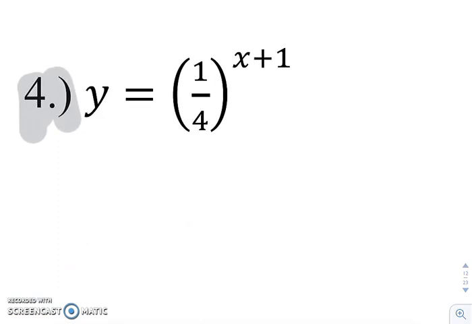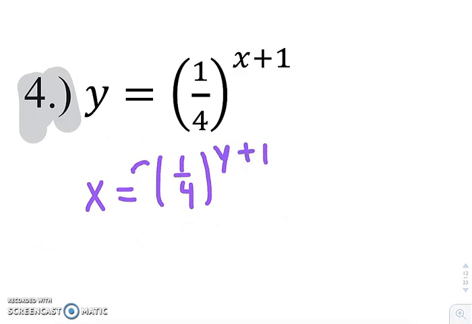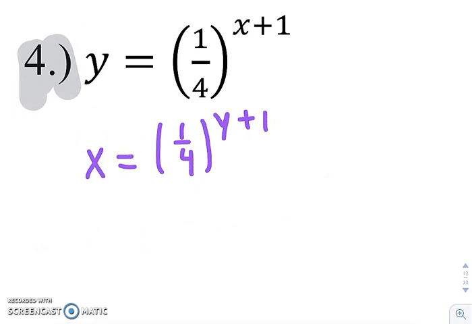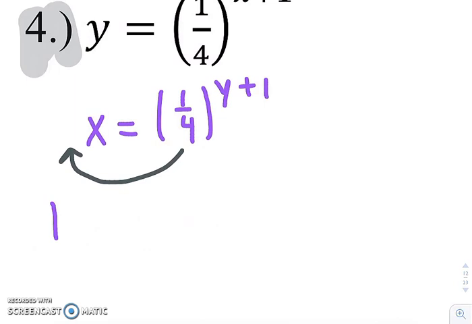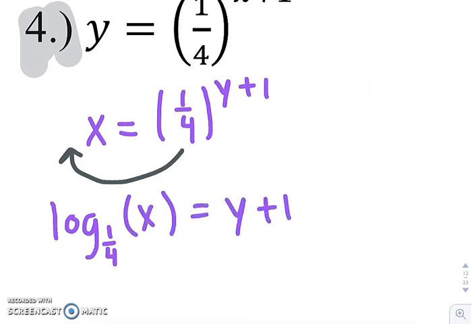Switch your x and y. x equals 1/4 to the power of y plus 1. If there was something being multiplied or being subtracted, we would take care of those things first. But because there's not, the very first step actually is just undoing the exponential piece and bringing this over, turning it into a log. So this will just be a log with a fraction as the base. So log base 1/4 of what's on that left-hand side, x equals y plus 1.